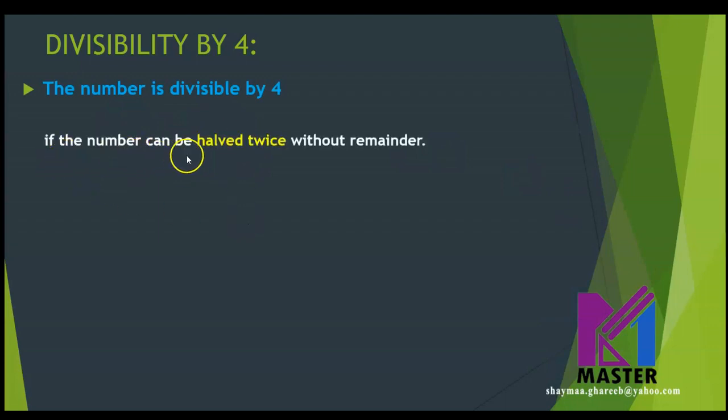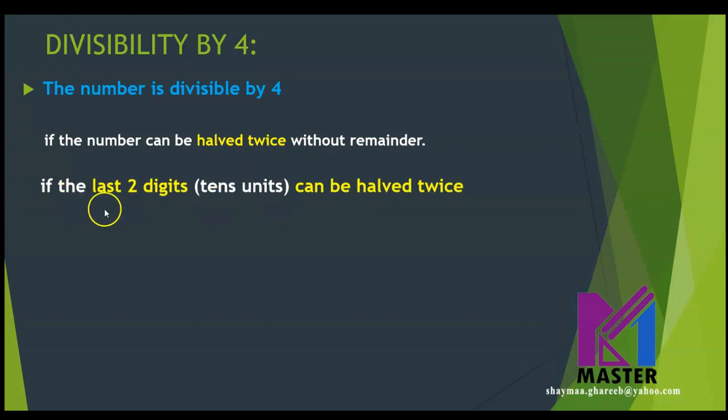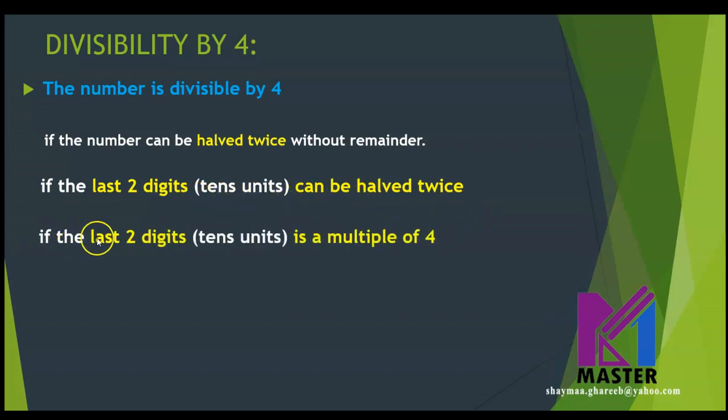Divisibility test of 4. The number is divisible by 4 if the number can be halved twice without remainder. If the last two digits, the digits in the units and tens, can be halved twice. Or if the last two digits are a multiple of 4. Or if the last two digits are 0, 0.